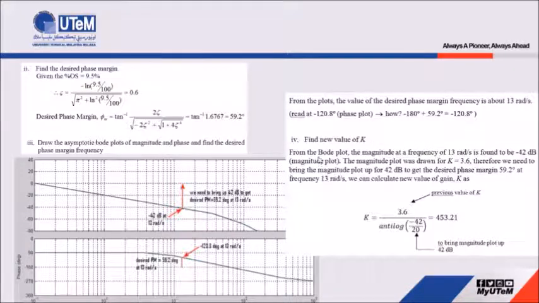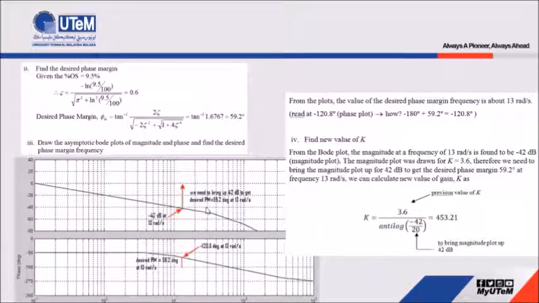So from the Bode plot, the magnitude at 13 radian per second is found to be negative 42 dB. As you can see here, this is 0, this is negative 40, so this one is around negative 42 dB. The magnitude plot was drawn for K equal to 3.6, so that we get this Bode magnitude and phase plot.